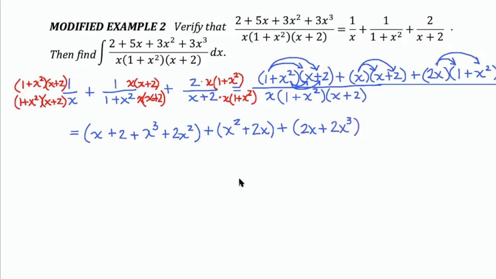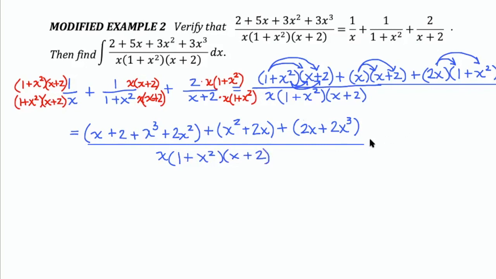And the only reason I'm keeping those in parentheses is so that you can see the first chunk of the numerator became this, the second chunk of the numerator became this, the third chunk of the numerator became this. And of course, that's still all over my common denominator of x times (1 plus x squared) times (x plus 2).